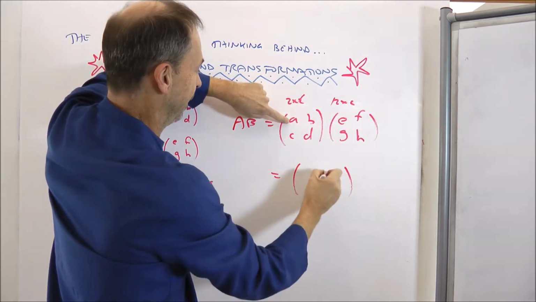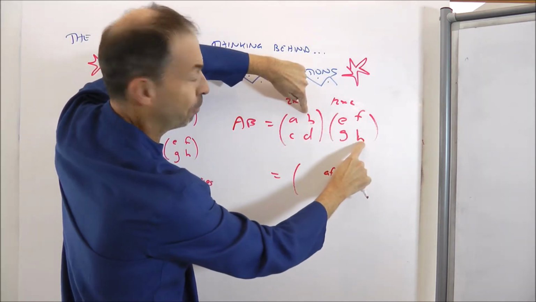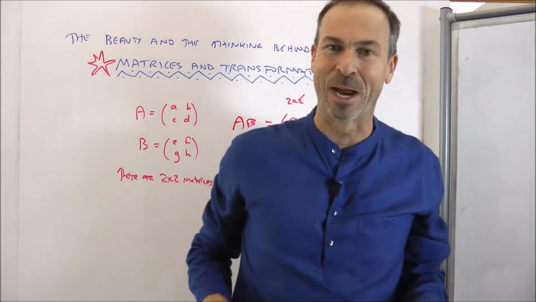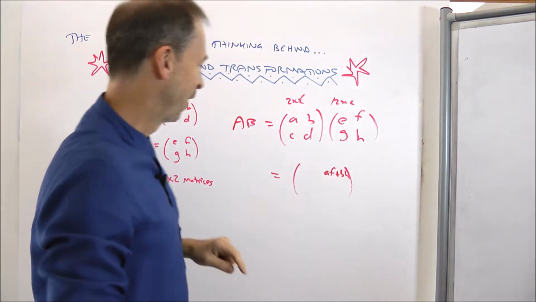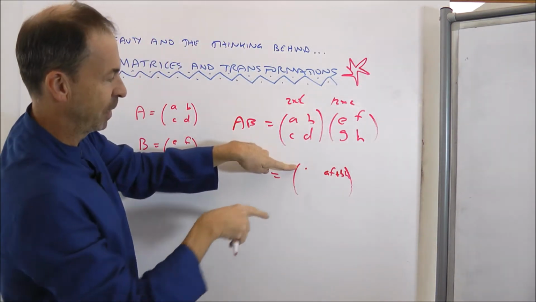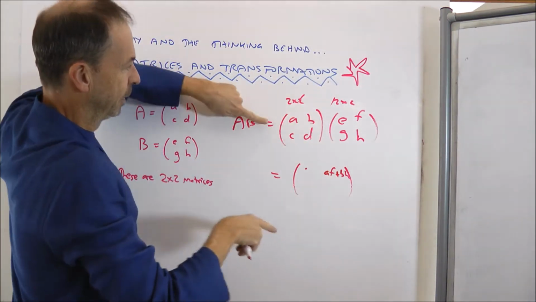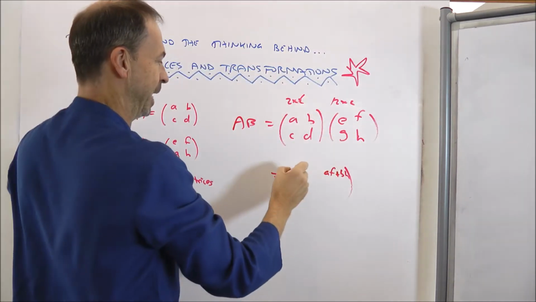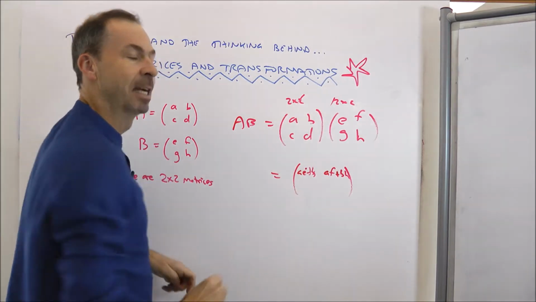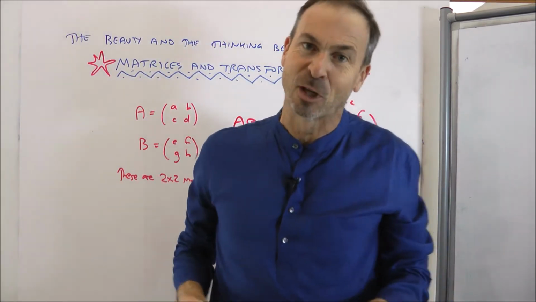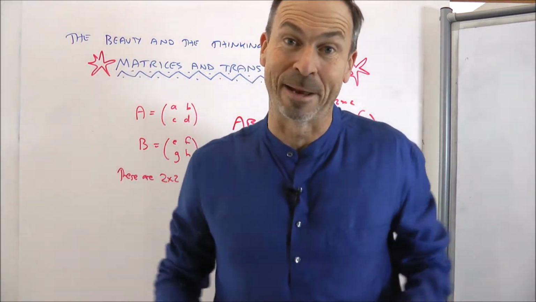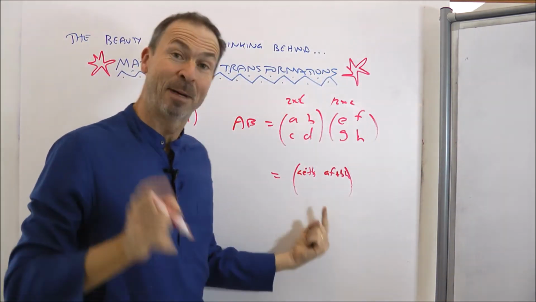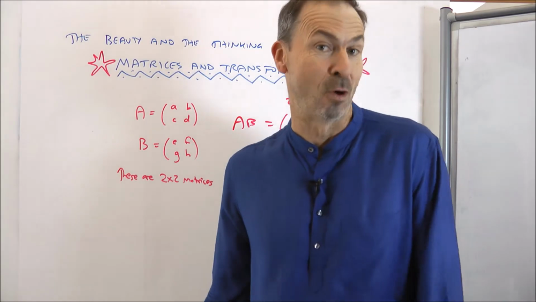A times F, then go down, plus B times H, and that's it. There's only 2 entries in each row and each column. If I want, say, the first entry, first row, first column, go row 1, column 1, AE plus BG, and so on. So that is very much a meaningful operation when you talk about graphs of airline routes and so forth, as I did last time. It seems very strange, but it actually gives us a meaningful way to multiply matrices.